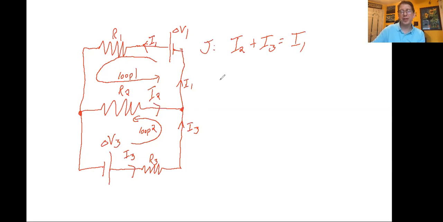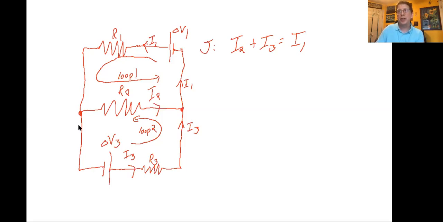And we'll give that by the letter J. So that's one equation with our three unknowns. Now, if you go to the other side, you see there's a second junction, but if you do apply the junction rule there, you see that you get the exact same equation, that I1 is coming in, I2 and I3 are going out. So it's still I1 is equal to I2 plus I3, but you already know that.